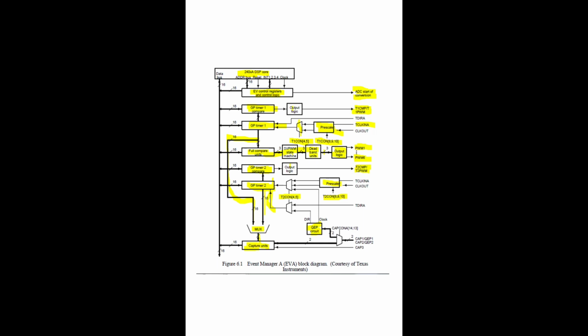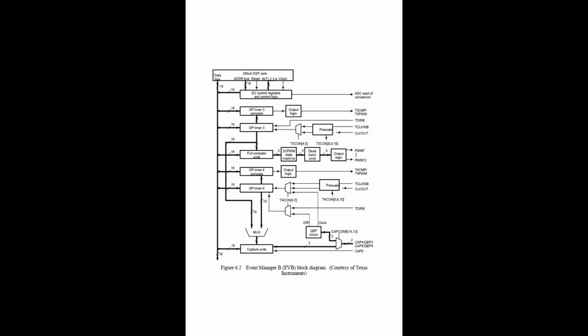And whether the capture output has to come out or not can be decided with CAPCON A. Cap means capture, con means control, A. In that, the 13th and 14th bits are used to control this mux. A similar kind of structure you are going to see in the next slide, but that is for event manager B. This one is event manager A.